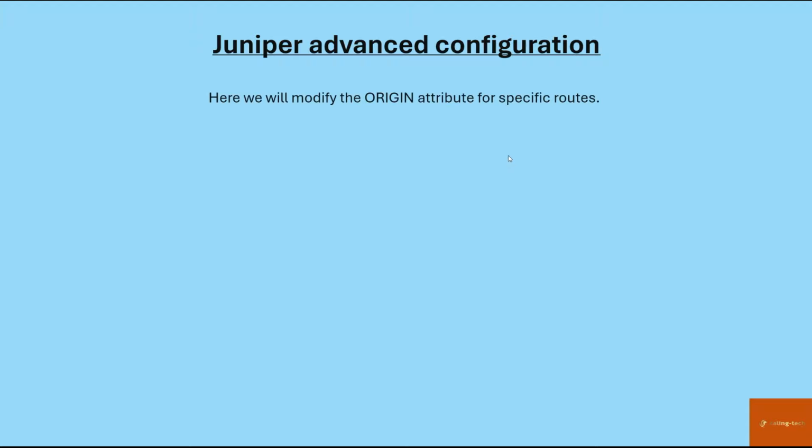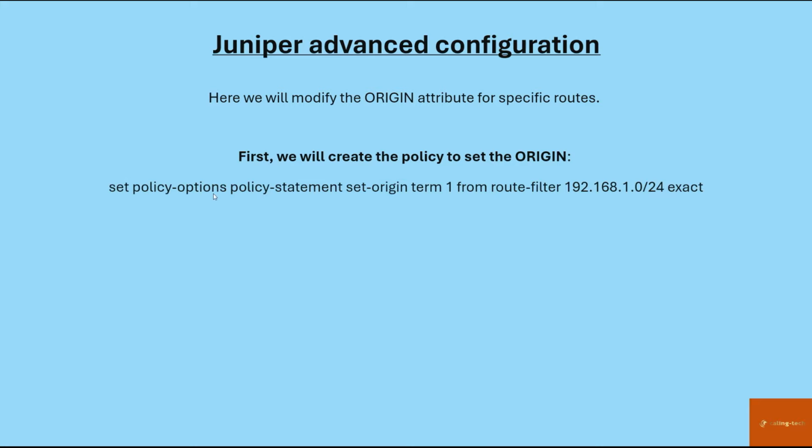So here we're going to modify the origin attribute for specific routes. First we create the policy again to set the origin. We do set policy options, policy statement. This time we've called it set origin. Term 1, from route filter, and I've just made up this network. It will be the networks that you want to set.